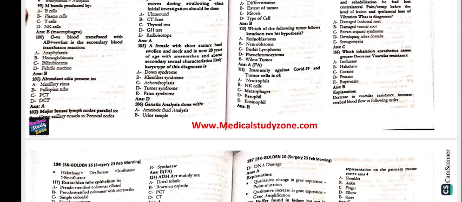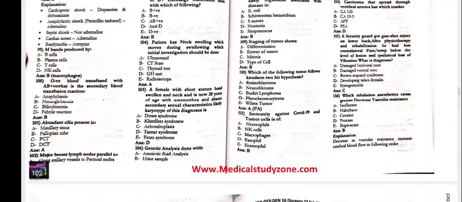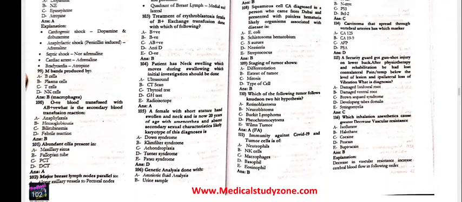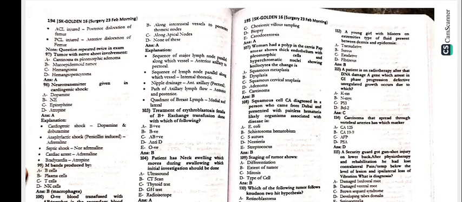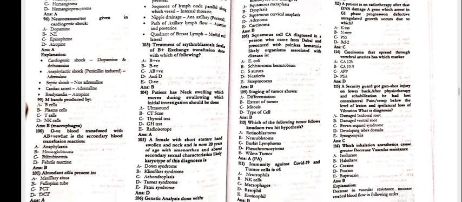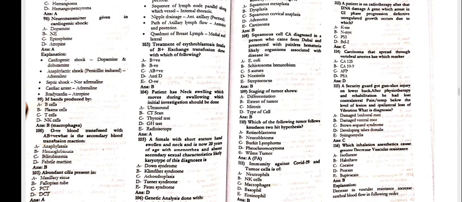106, genetic analysis is done with amniotic fluid analysis. 107, woman had a polyp in the cervix. Pap smear shows thick epithelium with pleomorphic cells and hyperchromatic nuclei showing koilocytes. The change is dysplasia. 108, squamous cell carcinoma diagnosed in a person who came from Dubai and presented with painless hematuria. Likely organism associated with the disease is Schistosoma haematobium.